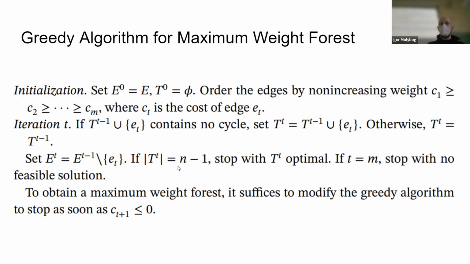As soon as the total number of edges reaches n minus 1, n being the number of vertices in the graph, we stop with our T being the output of our greedy heuristic. If our t is equal to m, if we have reached the end of the list of edges, then we need to stop because we couldn't find a tree at all.